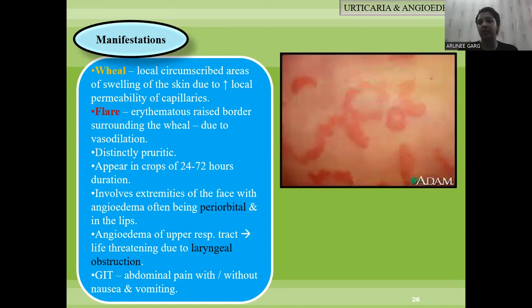This is an urticarial region, a wheal and flare lesion. The center part is the local circumscribed wheal region, which has increased permeability of the capillaries, and it causes swelling of the skin, surrounded by a flare due to vasodilation. These are called hives or urticaria.